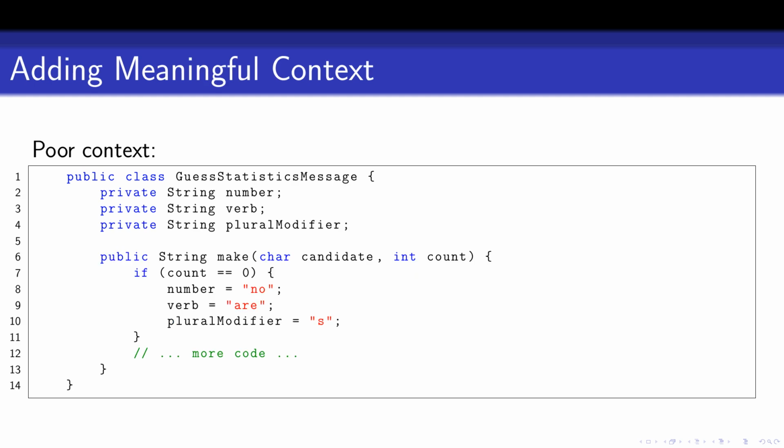Context is king when it comes to naming, and this code snippet shows what happens without it. You've got number, verb, and pluralModifier in a GuessStatisticsMessage class, but on their own, they're opaque. What are they for? The method, make, builds a message, but you have to reverse engineer the logic to figure out it's about guess stats. Without context, even simple code feels like a riddle.